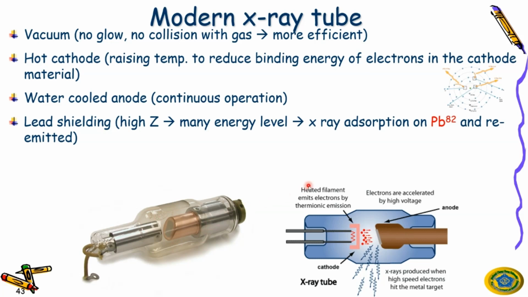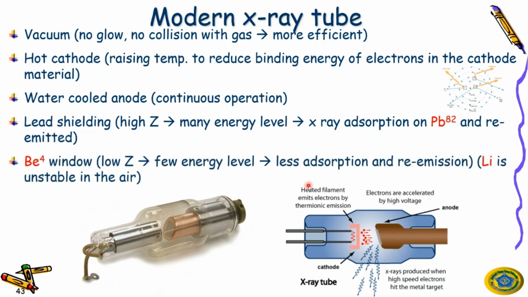And then, of course, you need a window, which is beryllium. Beryllium here. Why? Because beryllium has a low atomic number, which is only 4 electrons. So it's very difficult for X-rays to interact with beryllium, right? Very few energy levels, so it's easy for X-rays to come out with less absorption and re-emission. You get higher efficiency of the X-rays.